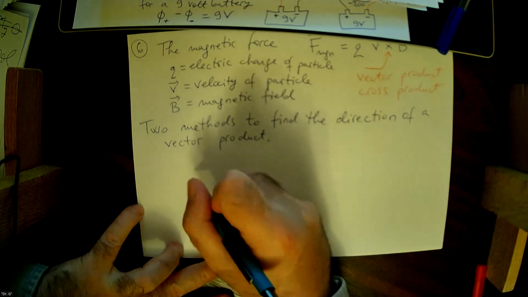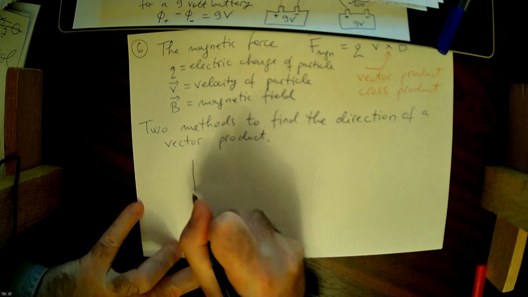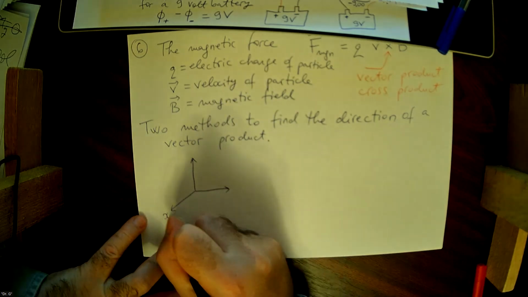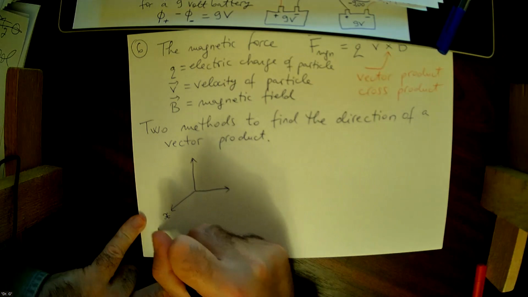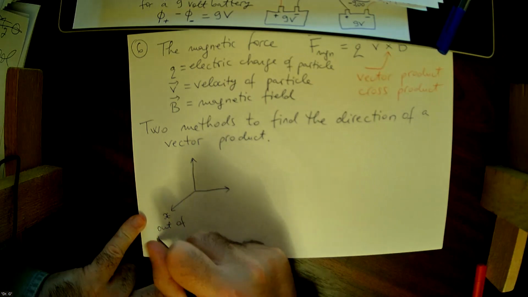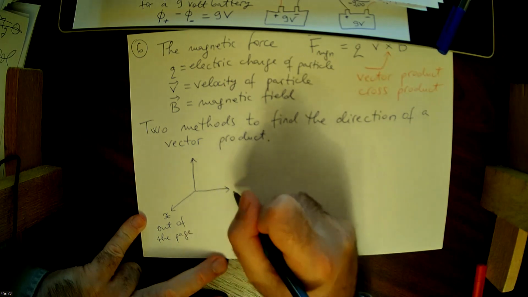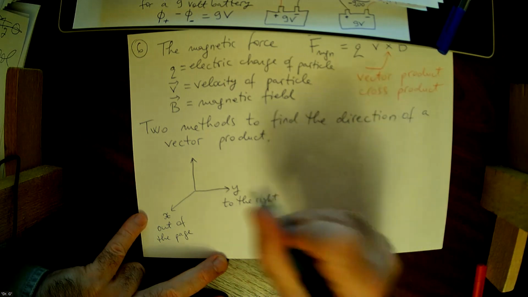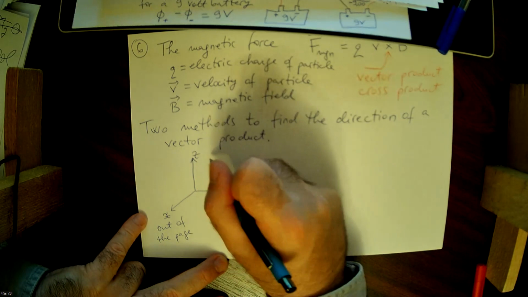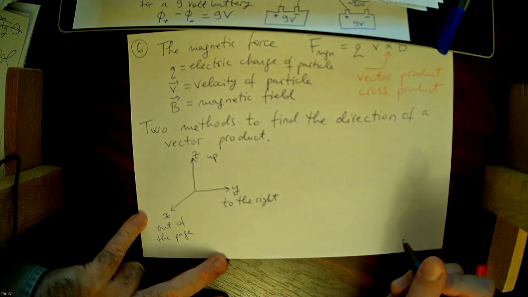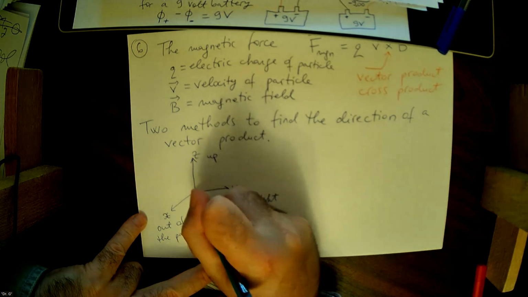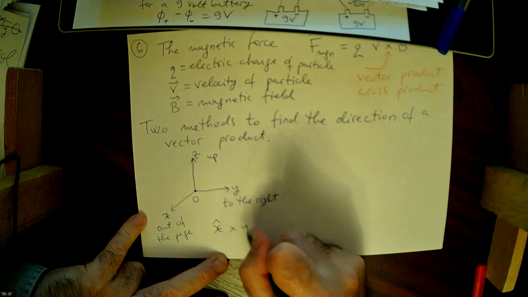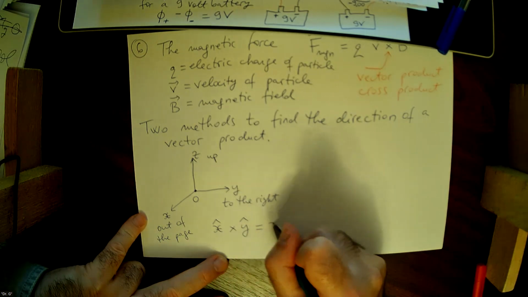The first method is to draw a reference frame: X out of the page, Y to the right, and Z up. And then you simply know that X cross Y is equal to Z.